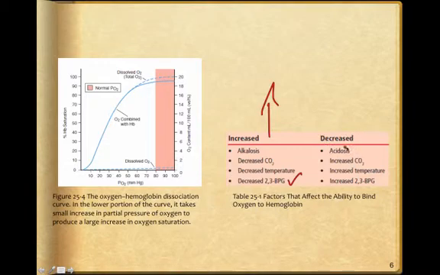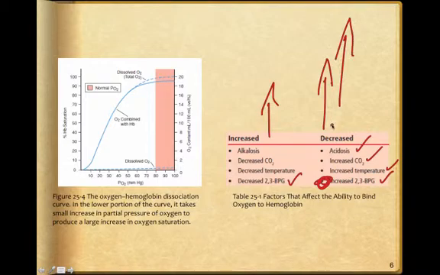On the opposite side of this teeter-totter, acidosis will decrease your ability to bind oxygen. Increased CO2 also would decrease it, as would increased temperature and an increased amount of 2,3-BPG. If you'll remember, I said that this compound is found in the bloodstream, and it enhances the release of oxygen. So the more 2,3-BPG we have, the higher the release factor for the hemoglobin. That would decrease the amount of binding that actually occurs.